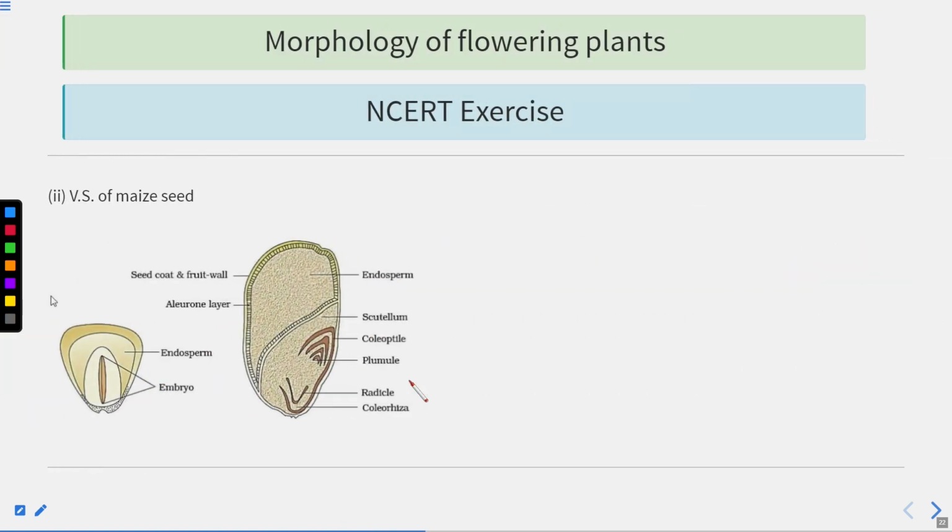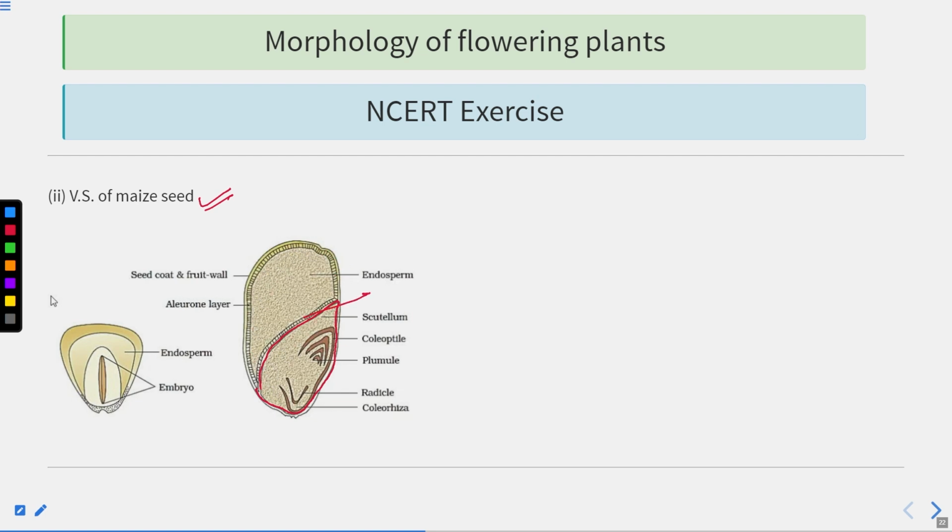Now, if you see the vertical section of maize seed, once you take the maize seed and cut it, what do you see? You can see the endosperm. This is the endosperm and this is the embryo region. The lower part is the embryo region. This endosperm is surrounded by the aleurone layer.